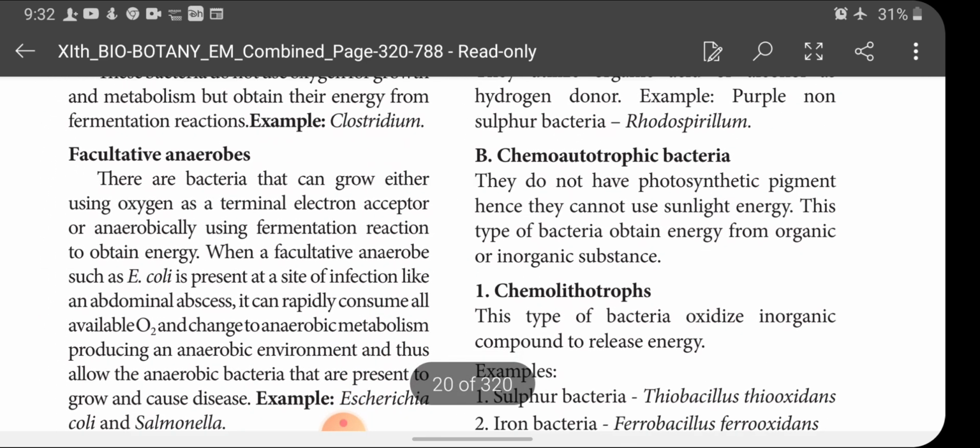That's it, children. Next we will see about chemoautotrophic bacteria. They do not have photosynthetic pigment, hence they cannot use sunlight energy. This type of bacteria obtain energy from organic or inorganic substances. So in chemoautotrophic bacteria, they lack pigment. They don't have any pigment in their body, so they cannot absorb sunlight for energy. What they will do is obtain energy from organic and inorganic substances.